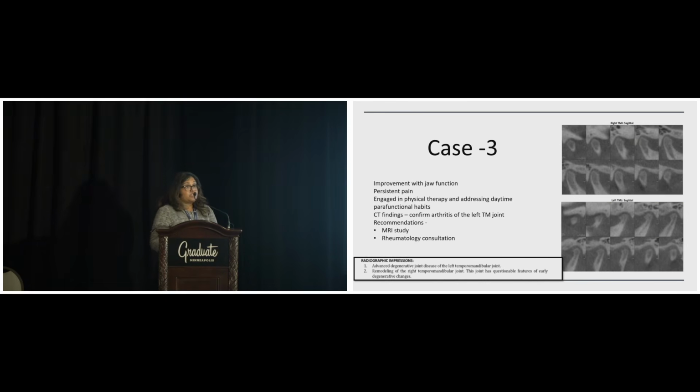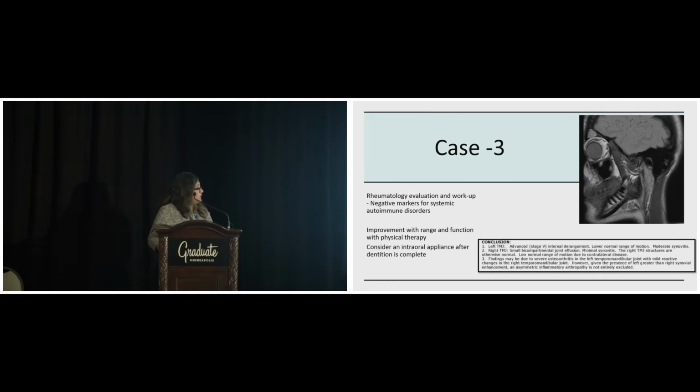This led us to get her engaged in multidisciplinary care, work with physical therapy, addressing the parafunctional habit, and going on to obtain advanced imaging. The CT ended showing advanced arthritis on the left side. At this age range, when the jaw joint is growing and the growth is not completed, oftentimes CT is completed in conjunction with MRI to make sure we are not missing out inflammation or synovitis.